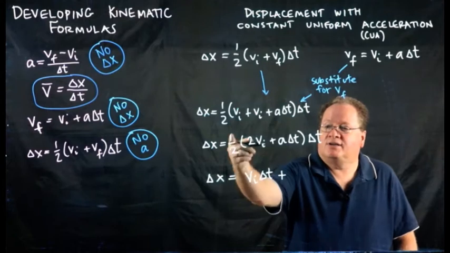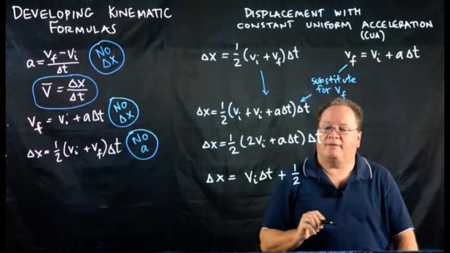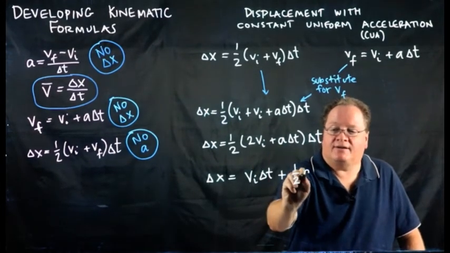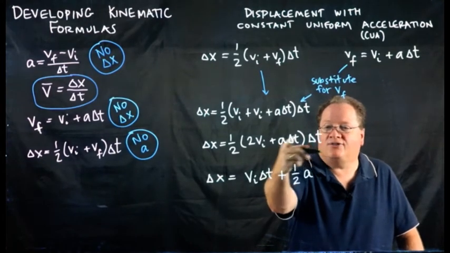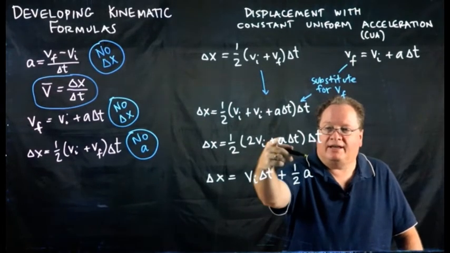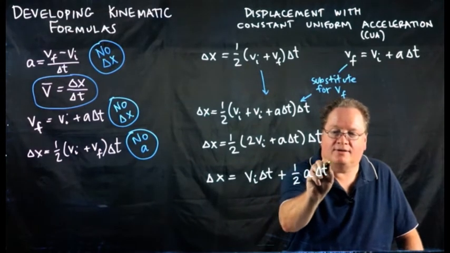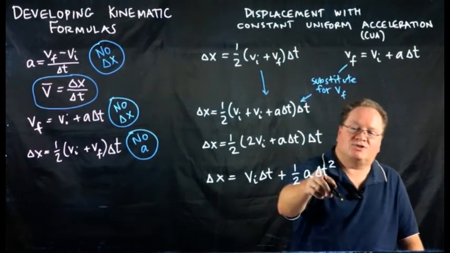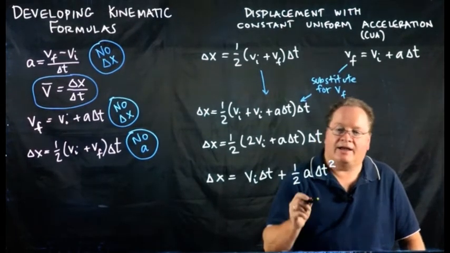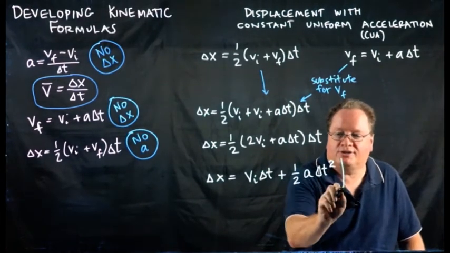Plus, the 1/2 times this gives me 1/2. The a, nothing really happens with the a here, but the delta t also has to be distributed, and so when we distribute that, we get 1/2, right, a times delta t squared. And notice this squared only applies to the delta t. All right? This is your formula, which we will call displacement with constant uniform acceleration.